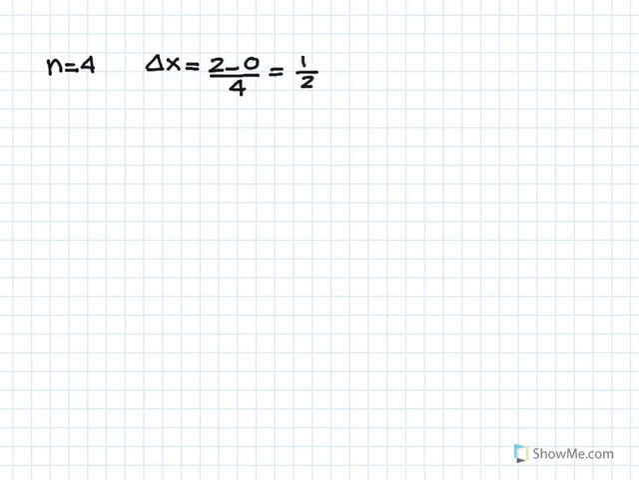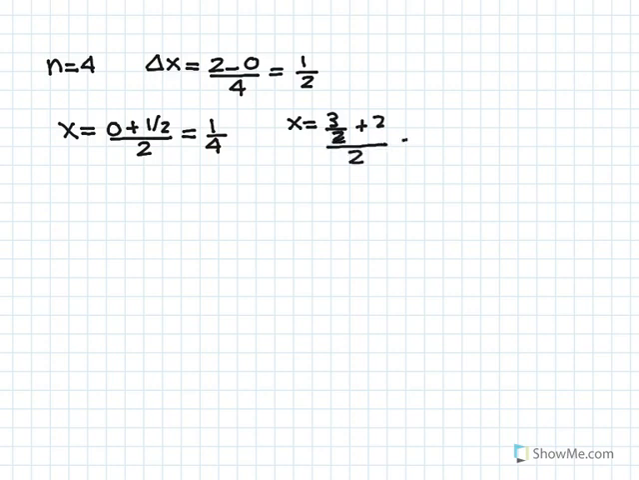The important thing to remember is we need to find the midpoints of every interval. For example, for the first interval, x is equal to 0 plus 1/2, divided by 2. That's equal to 1/4. And for the last interval, x is equal to 3/2 plus 2 divided by 2. That's equal to 7/4.